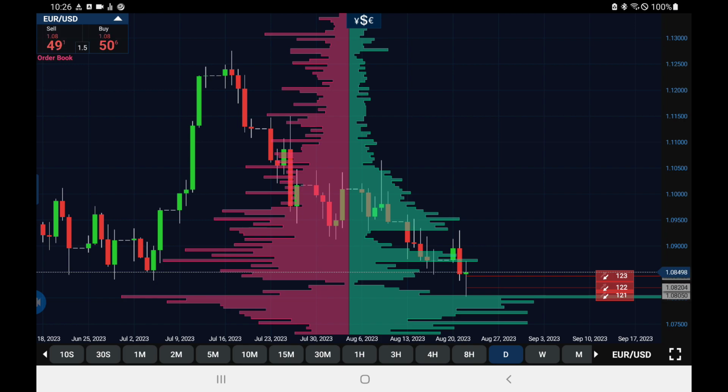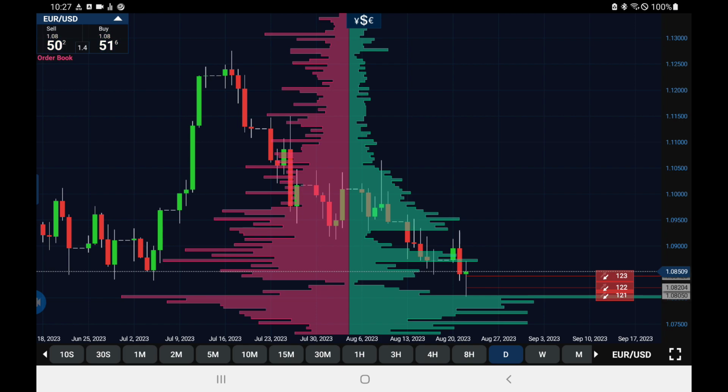This is the Oanda app with the order book overlay set up on the screen. I'm looking at EURUSD on a 1-day time frame. Current order book resistance is at 1.087 and it is reasonably strong. Order book support is at 1.080 and it is quite strong.